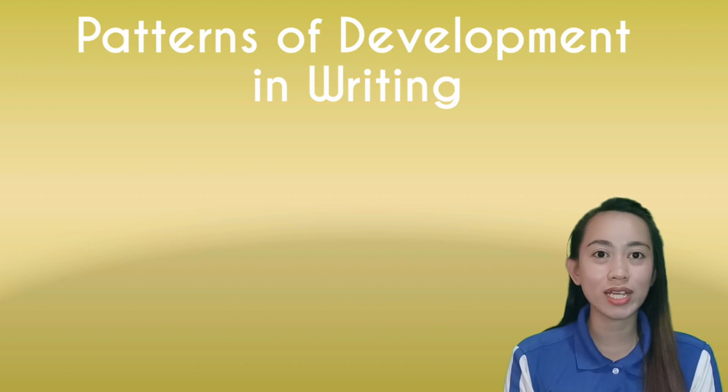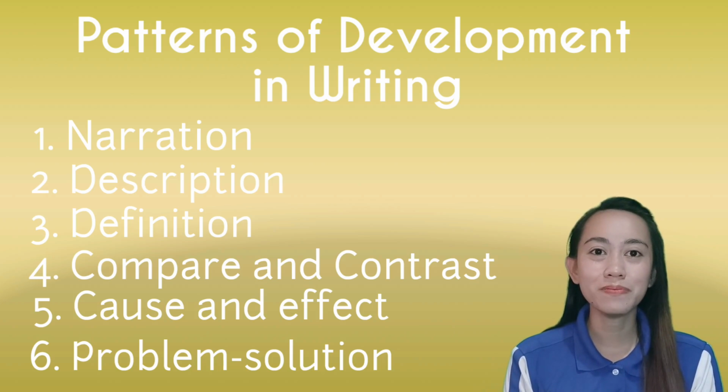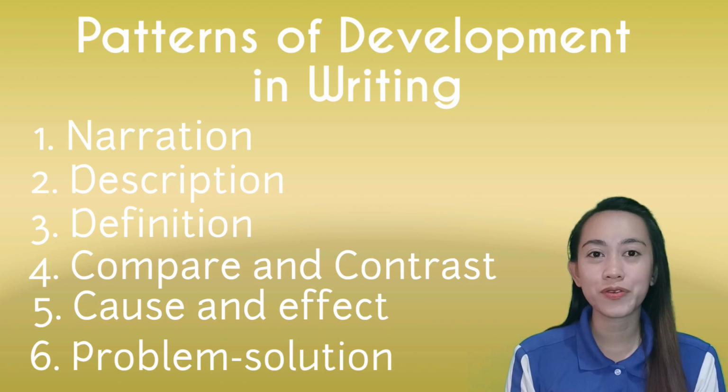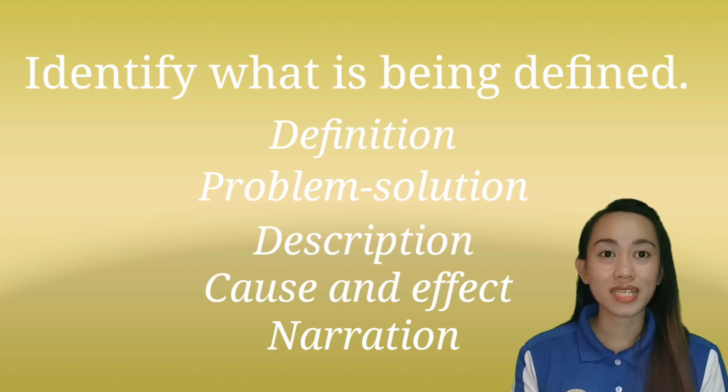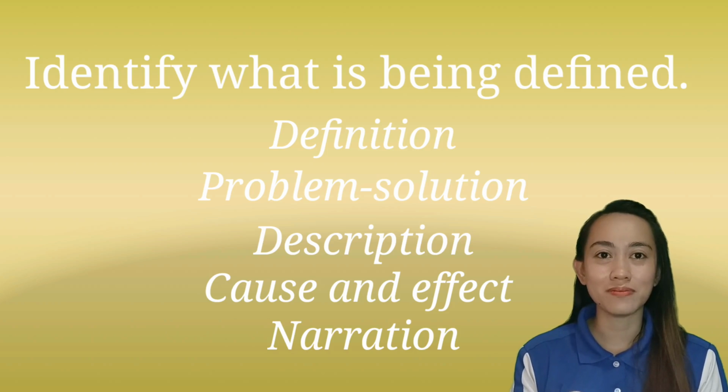Let's have a recap on the different patterns of development in writing. 1. Narration. 2. Definition. 3. Description. 4. Compare and contrast. 5. Cause and effect. And number 6. Problem solution. It's time to assess what you've learned from this lesson.